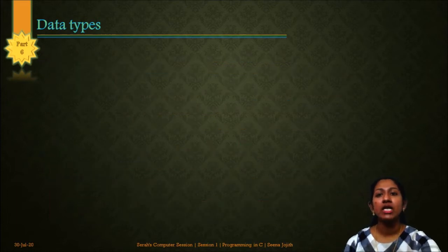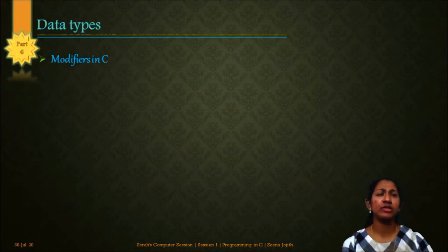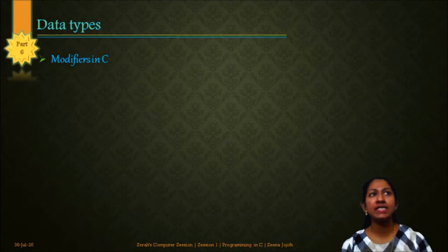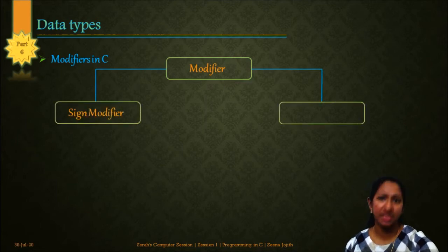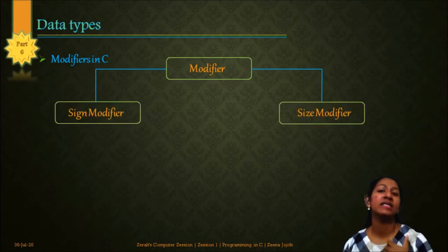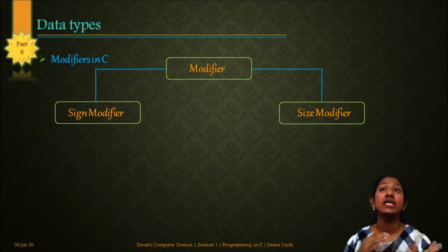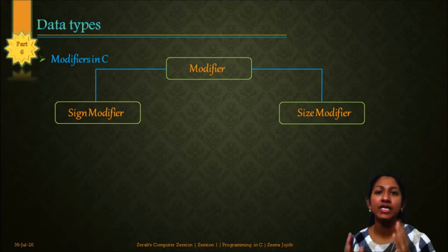Okay, so next we'll see what are modifiers. What do you mean by the word modifier? Something that is used to modify an item, right? So modifiers in C can basically be divided into two. One is the sign modifier and the other is the size modifier. Sign modifier is used to modify the sign, whereas size modifiers are used to modify the size.